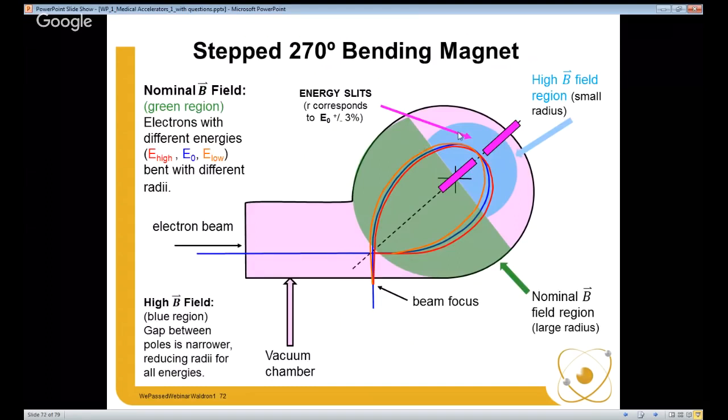If you happen to have a Varian TrueBeam, it utilizes a dual bend magnet. In one portion of the bending magnet, the gap between the two pole pieces is narrower than the rest of the bending magnet, and so there's a much higher field region here at the top, and that's where the slits are placed. This allows the magnet to be shorter in height. Otherwise, it's very similar in function. We are spreading the beam out, we're blocking the highest and lowest parts of the beam, and then rotating the beam and refocusing it back for exit from the machine.